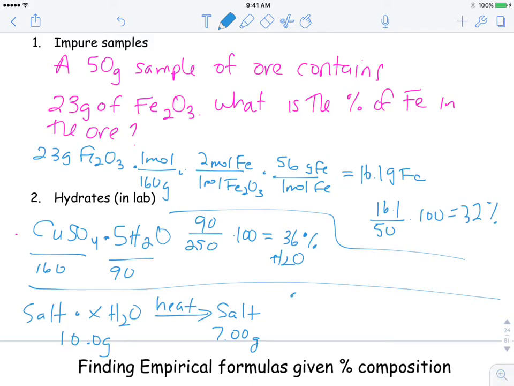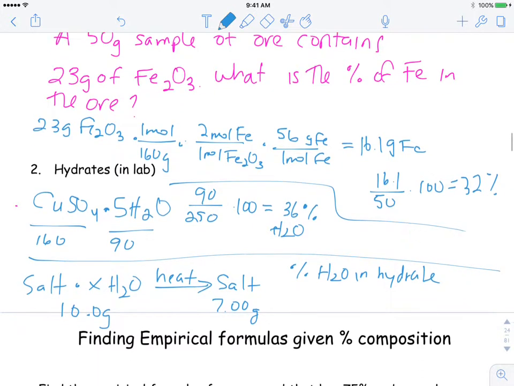And so the question would be, well, what's the percent of water in the hydrate? So you figure that out for me. Let's talk about it tomorrow. Should be able to do that fairly easy. There's a little bit of a twist to it, but it's nothing crazy.